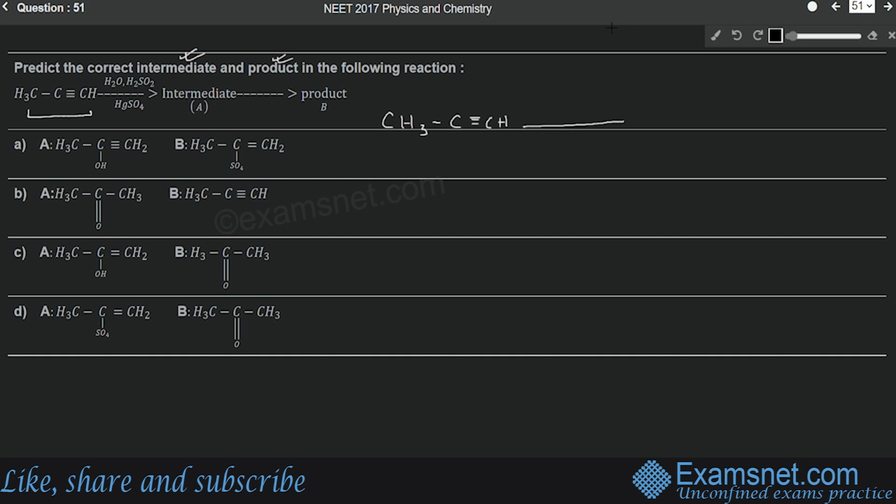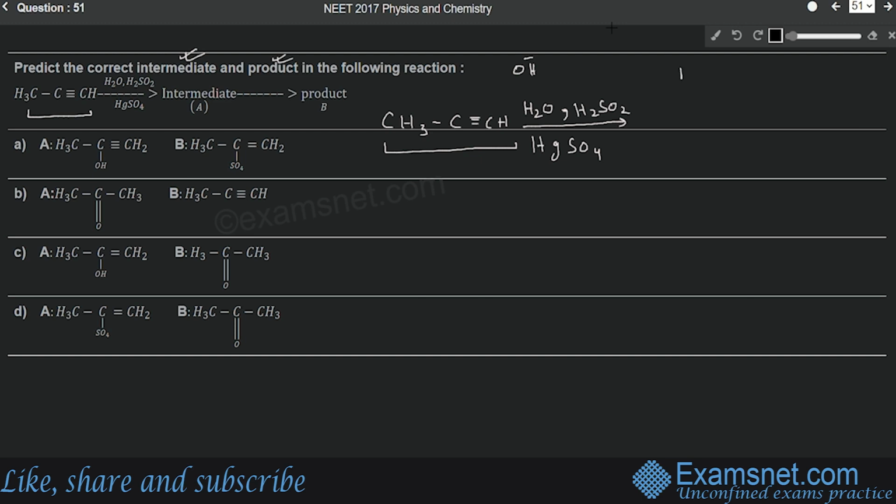And it is reacting with H2O, that means water. So hydration will take place. Then we have H2SO4 and then HgSO4. So we know that hydration has to take place. So OH minus ion will get attached to one of the carbons of this alkyne, right? So to which one of the carbons will this get attached?